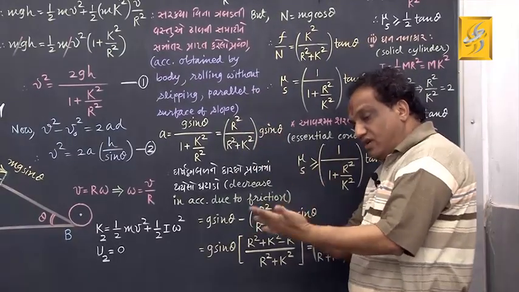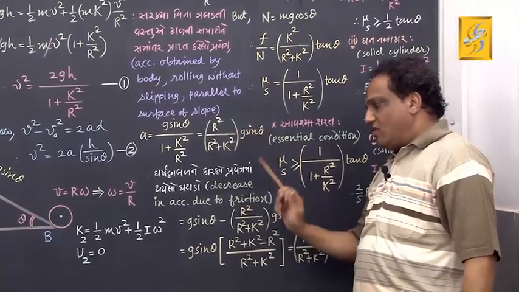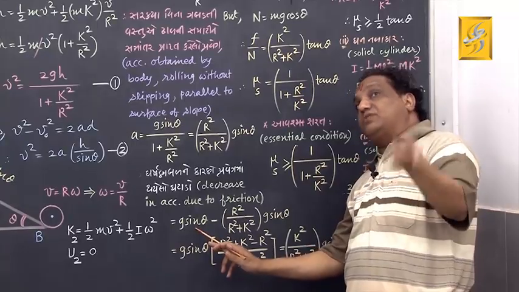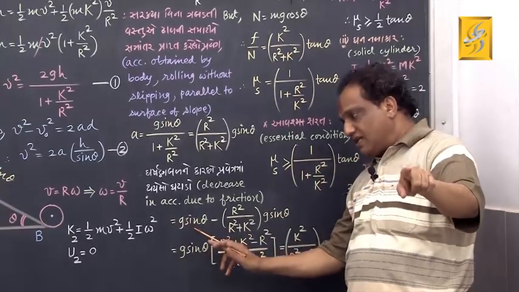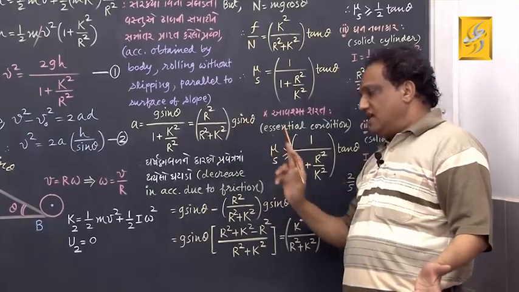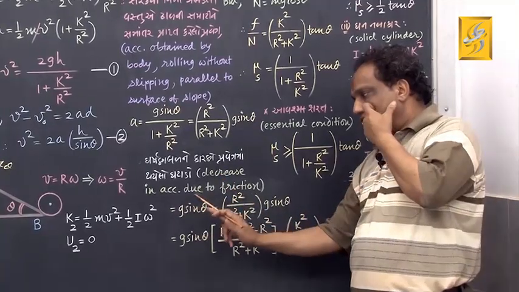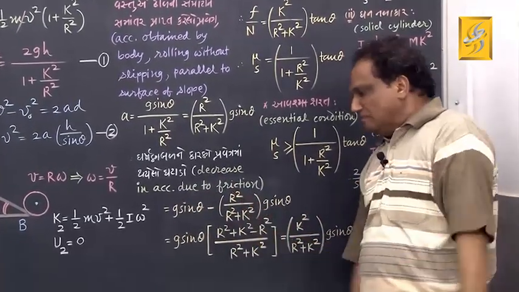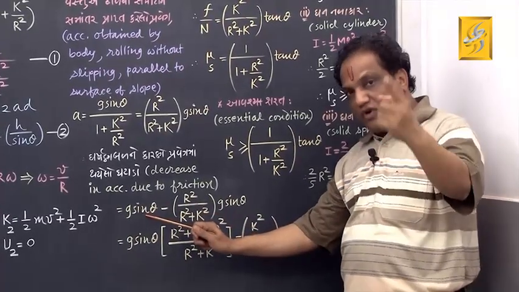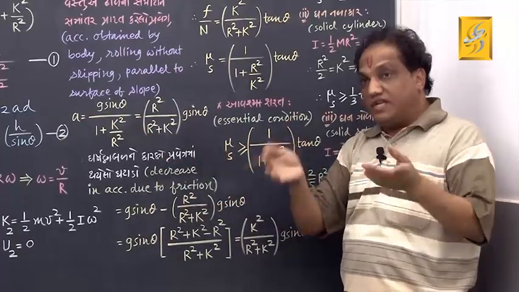So if you want the decrease in acceleration due to frictional force, you should subtract this from this. The acceleration that could have been obtained in the absence of frictional force would be g sin theta, but the acceleration really obtained is this much. If I subtract this from this, what will I get? The decrease in acceleration due to friction. In the absence of frictional force, this much acceleration could have been obtained. In the presence of frictional force, this much acceleration is really obtained.